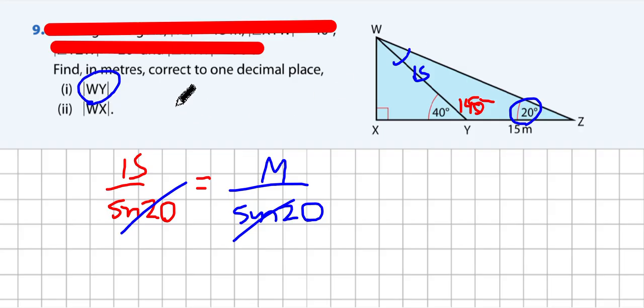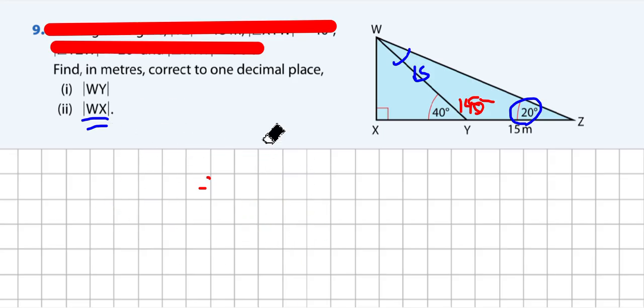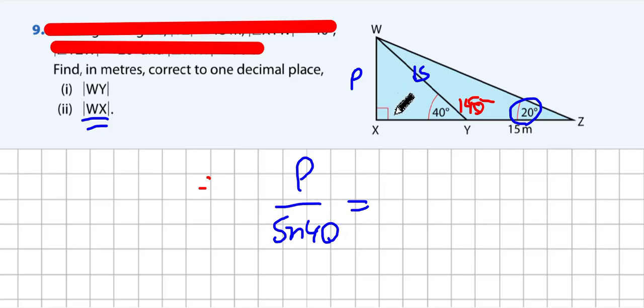All right. How'd you get WX? Which one's WX, guys? See the second question, WX? So what do we do for that? Which triangle does it belong in? So we pick another letter that's not in use. Your choice. P. Okay. Who's P fighting? P over sine 40. Who's fighting 15? 90.